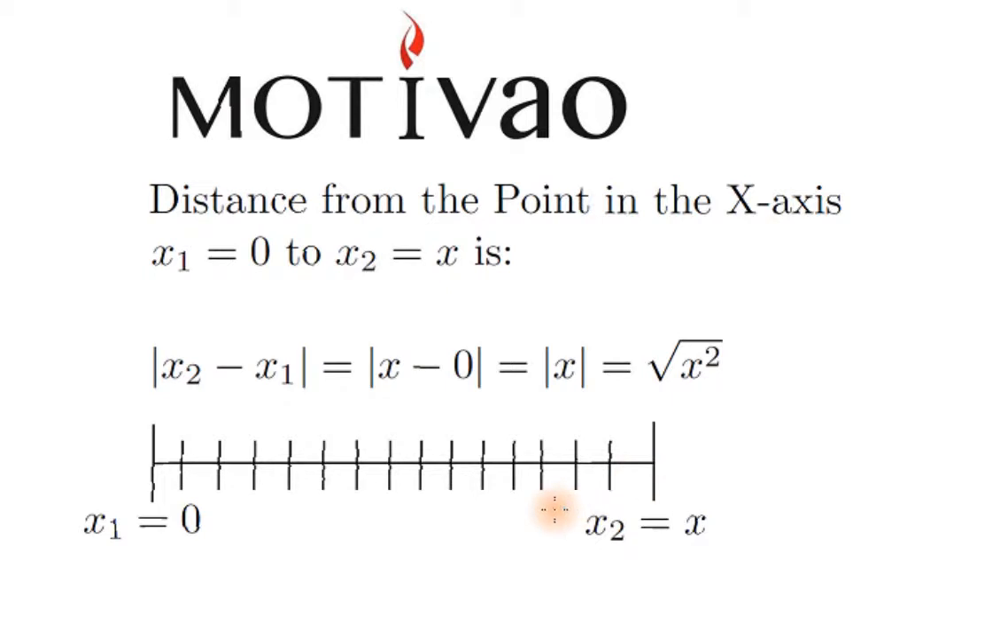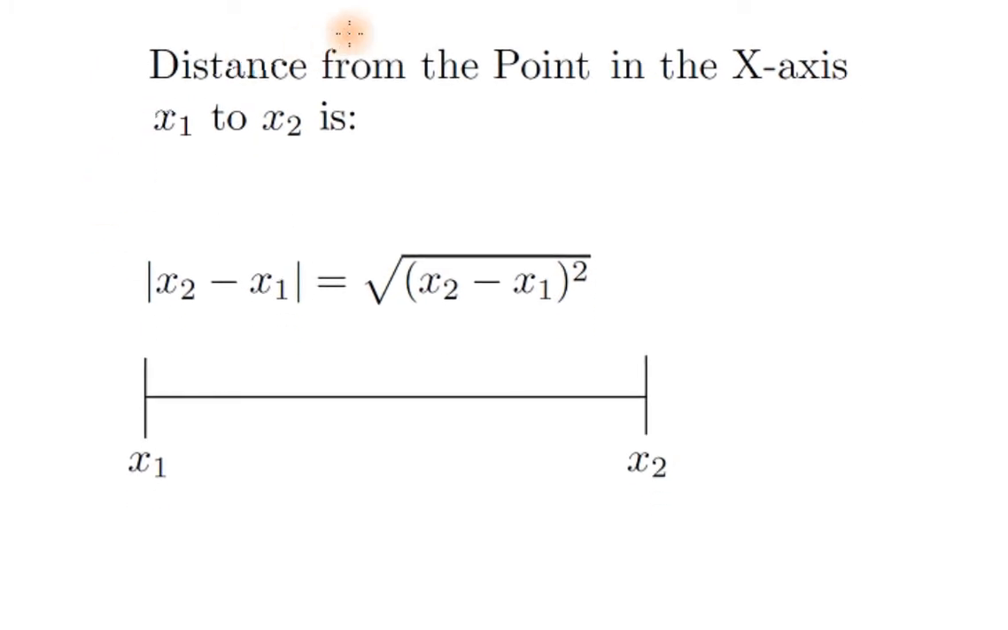Now, imagine if instead of starting from 0, I start from a different point. So for example, x1 and x2. And let's say that x1 is equal to 3 and x2 is equal to 6. Now, how do I calculate the distance between these 2 points? Well, I use this formula, the absolute value. The reason we use absolute value in the distance is because absolute value gives us positive values, and the distance is a positive number.